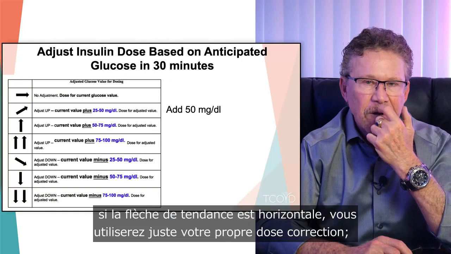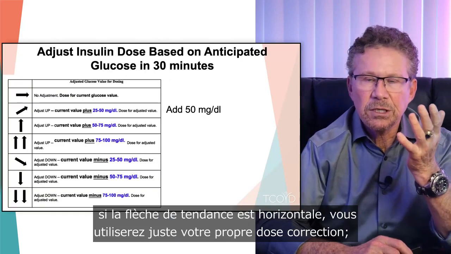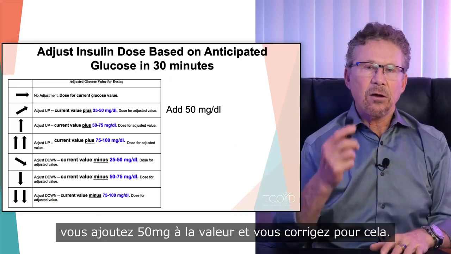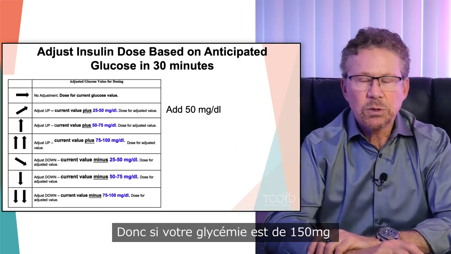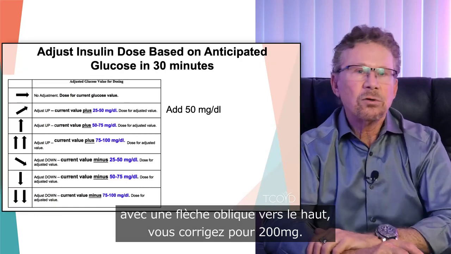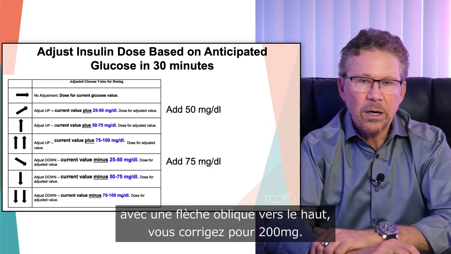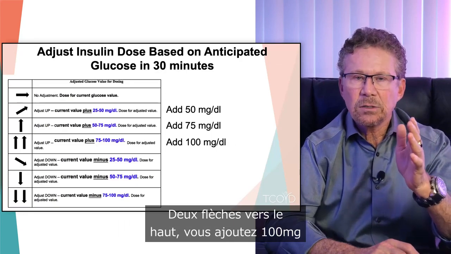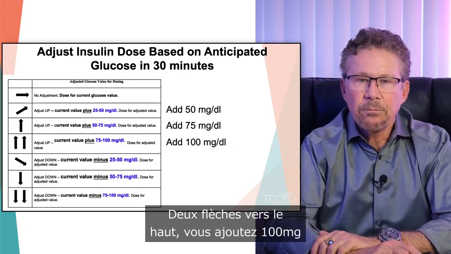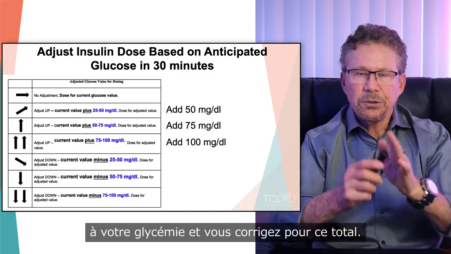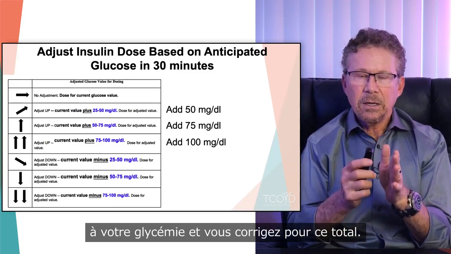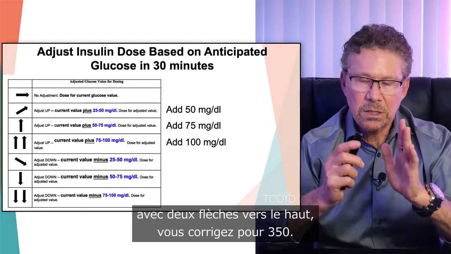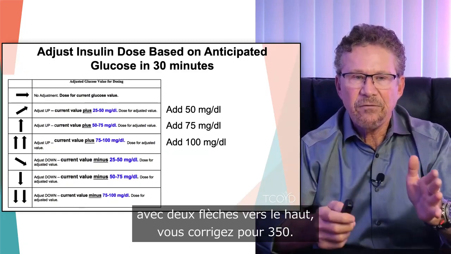So if your trend arrow was straight across, you would just use your own correction. If your trend arrow was diagonal up, you add 50 to your current number and correct for that. So if your blood sugar was 150 with diagonal up, you'd correct for 200. 1 arrow straight up, you add 75 to your current number and correct for that. 2 arrows up, you add 100 points to your blood sugar at the current time and correct for that total. So if your blood sugar is 250, with 2 arrows up, you correct for 350.